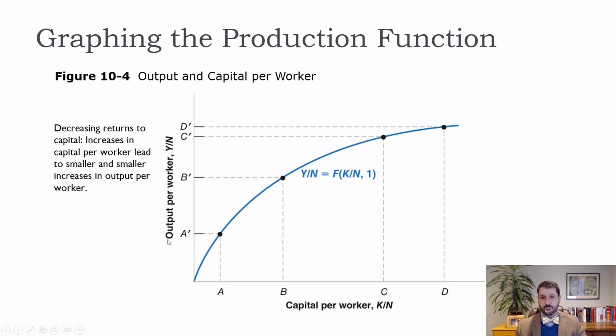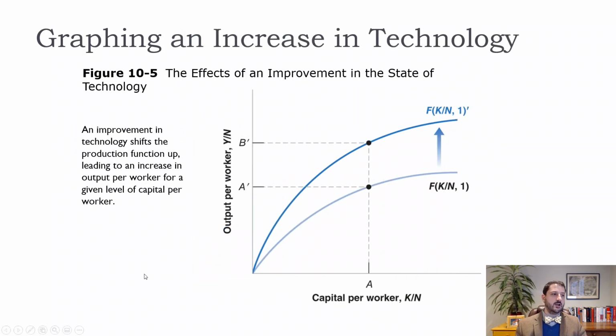So if you give people more capital to work with, they'll be more productive. You give them more capital to work with, they'll be more productive, but not by as much more. And eventually the capital will run out. And then if we want to think about how we would graph an increase in technology, that's going to be a shift up in the production function. So here we can have the same value of capital per worker at A, but if we have a better production function, then we can produce at B prime instead of at A prime.